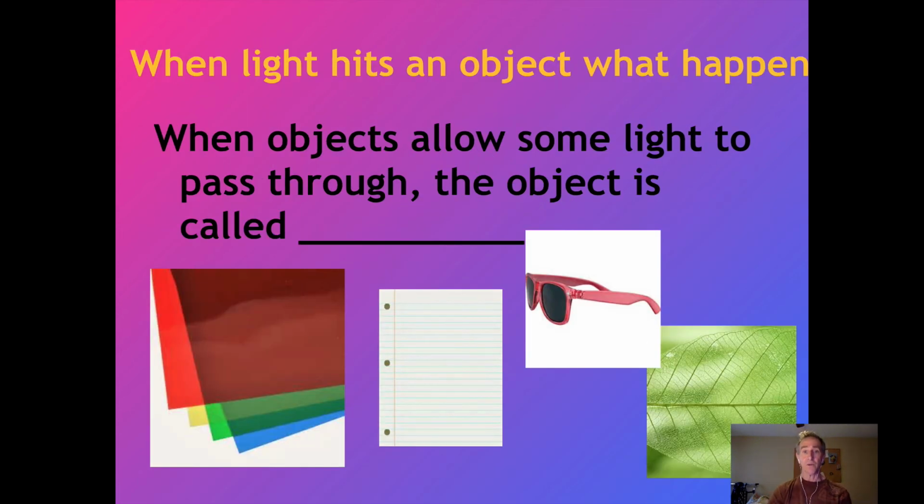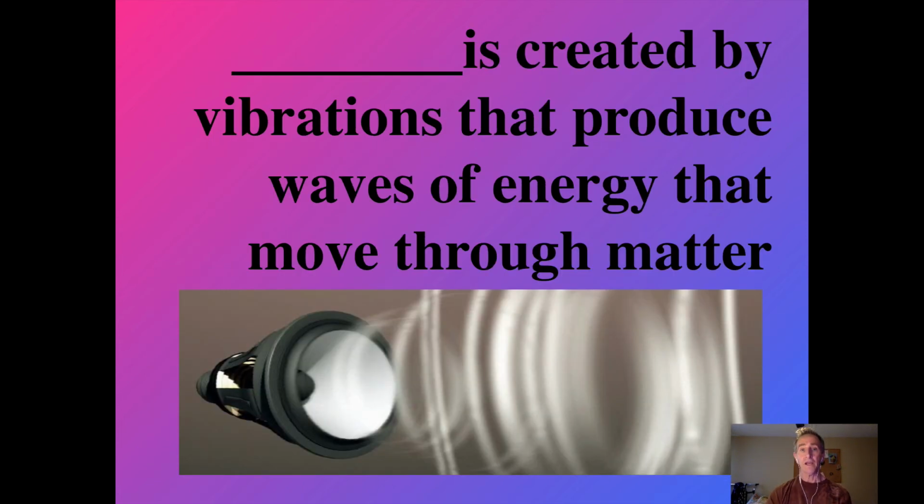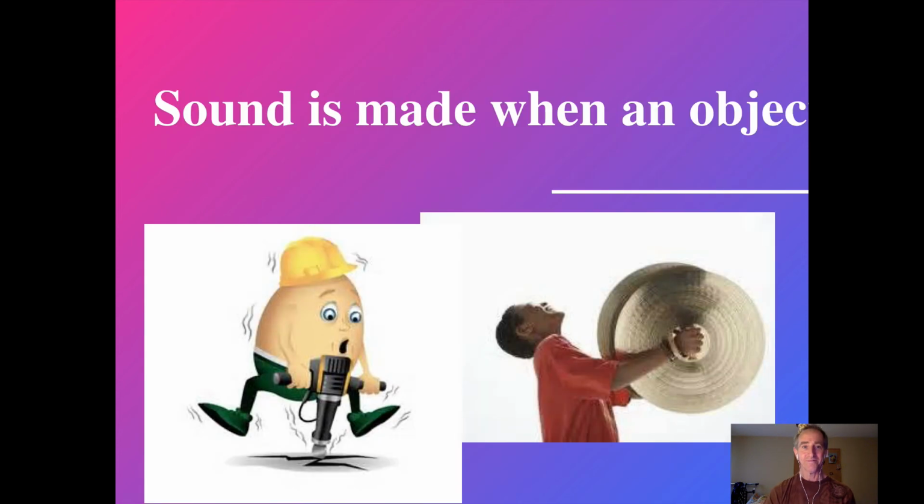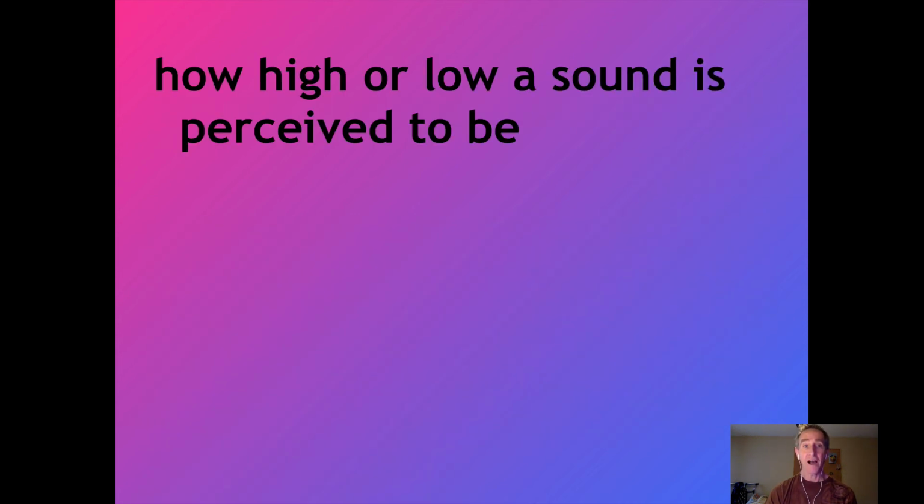When light hits an object, what happens? When objects allow some light to pass through, the object is called opaque. Opaque or translucent. Blank is created by vibrations that produce waves of energy that move through matter. Sound is created by vibrations that produce waves of energy that move through matter. Sound is made when an object vibrates.